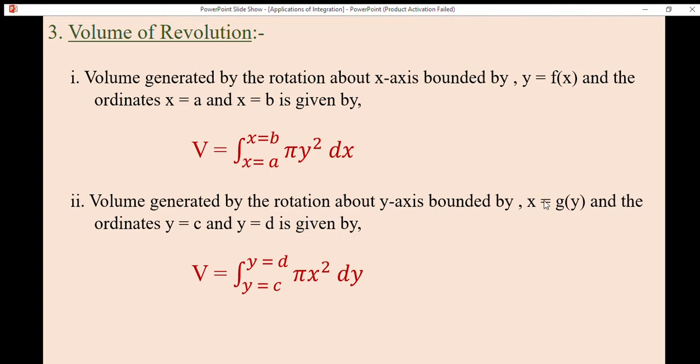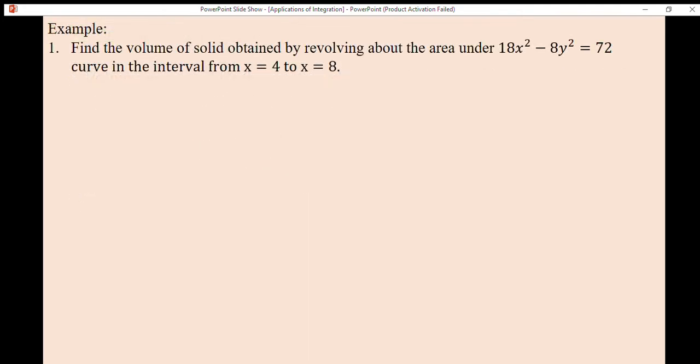Then in that case, if it is a question to find volume generated by rotation about y-axis, your formula becomes volume is equal to integration of pi into x square. Now we have to integrate it with respect to y here, because your x is a function of y there. Here the limits are for y. Suppose they are from c to d.